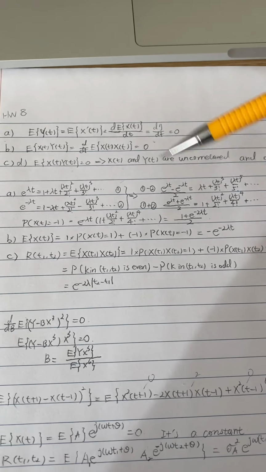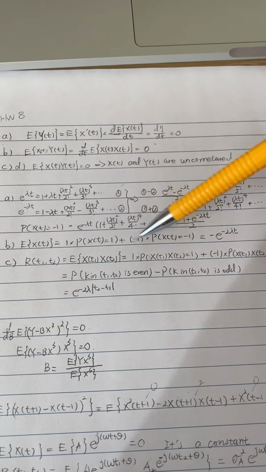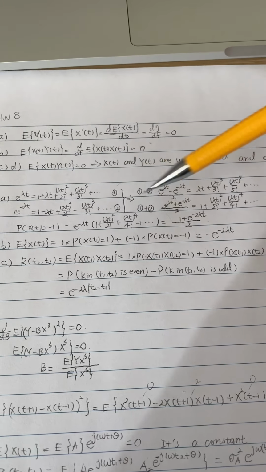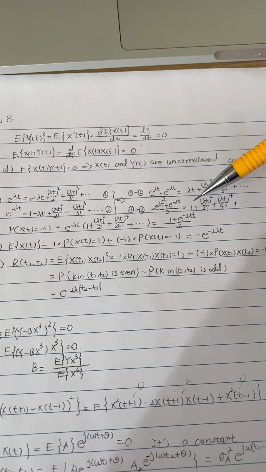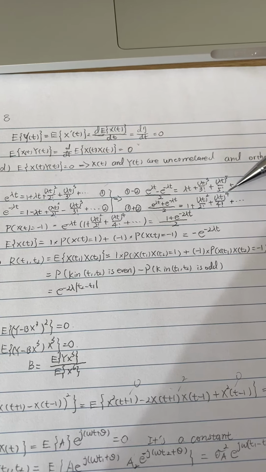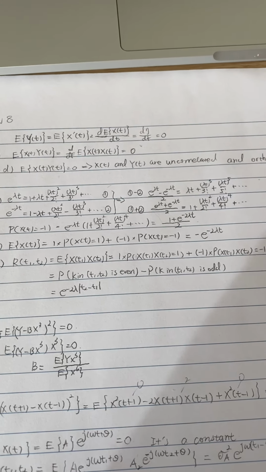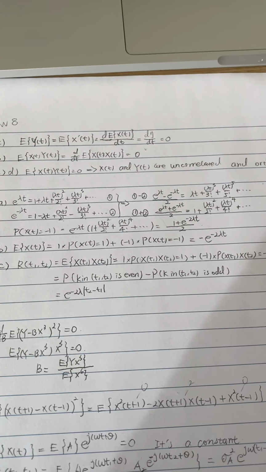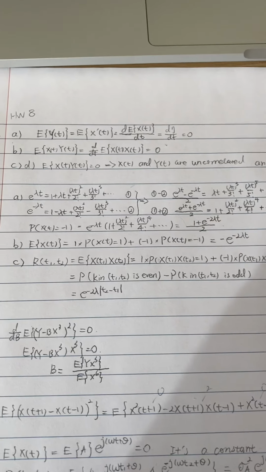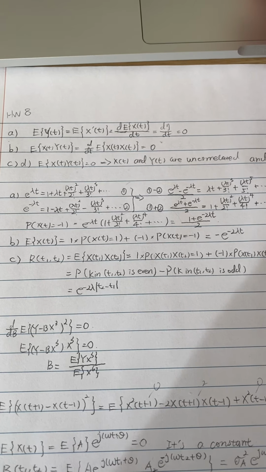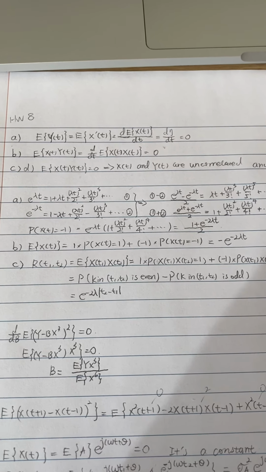So back to problem A. This is the probability, and we can use the answer we found previously, which is this part, and we can get the final answer. It is 1 plus e to the minus 2 lambda t, over 2. And question B is to find the expected value.